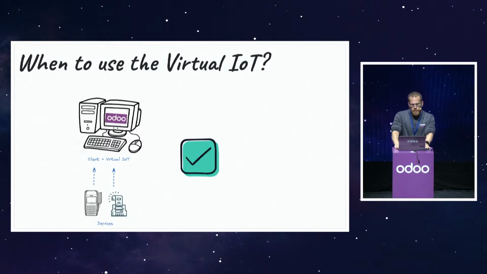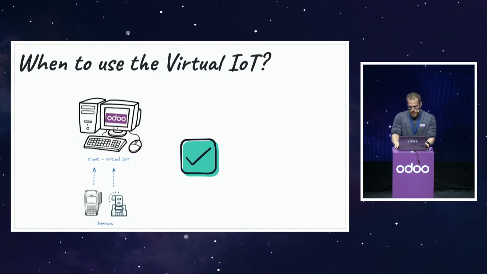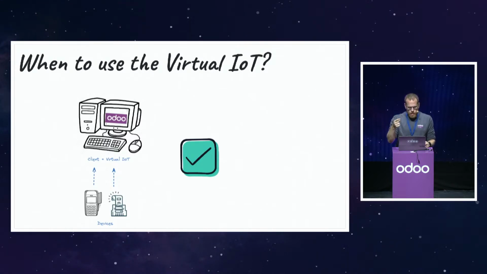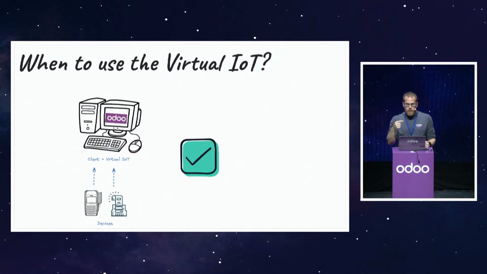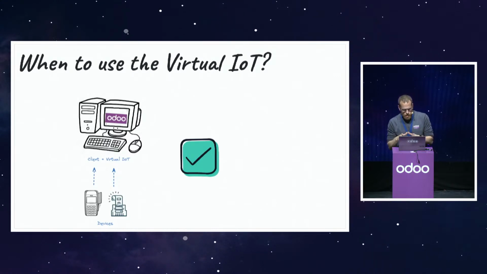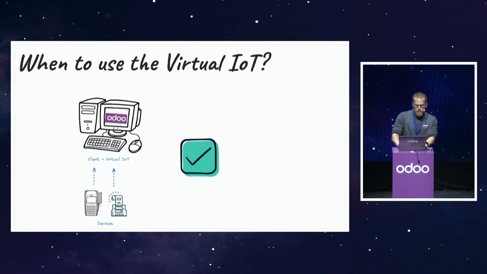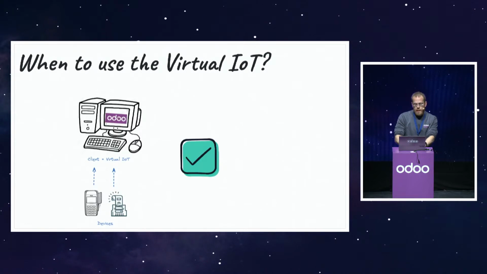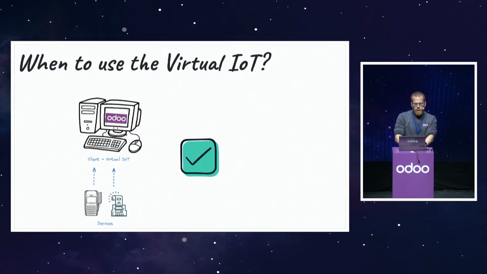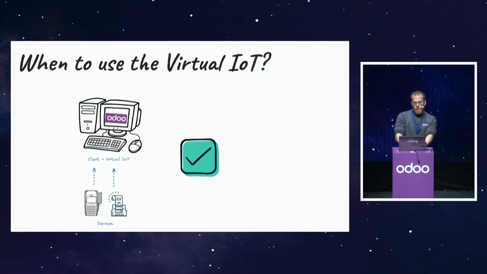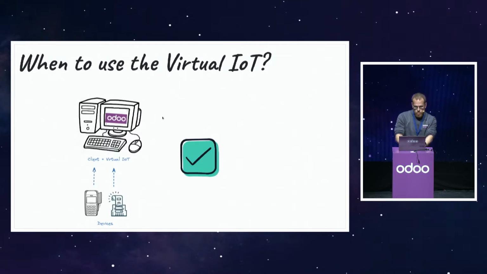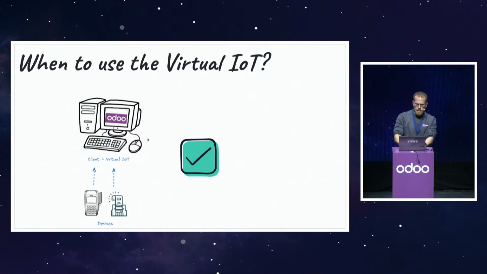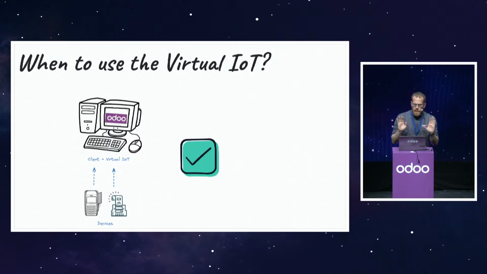Okay, so when to use the Virtual IoT? Basically, the Virtual IoT was made for one client running on the same computer where the Virtual IoT is running. So there you can see that I have my computer with my client running Odoo. This client is contacting the server, and I have on the same computer my Virtual IoT. Linked to that computer, I have several devices. It could be black box, scales, anything, almost anything. There are few restrictions, and like this it will work.